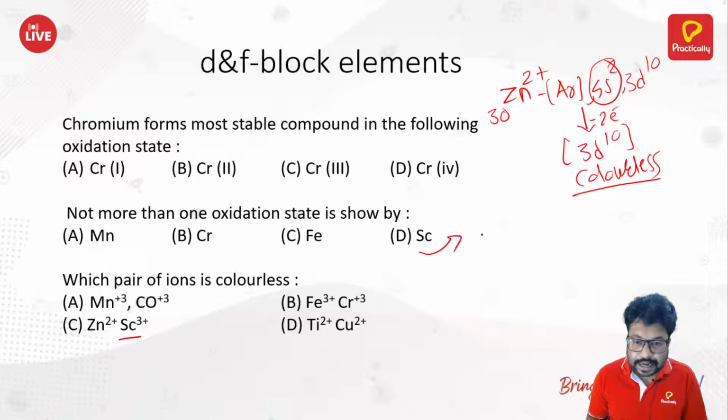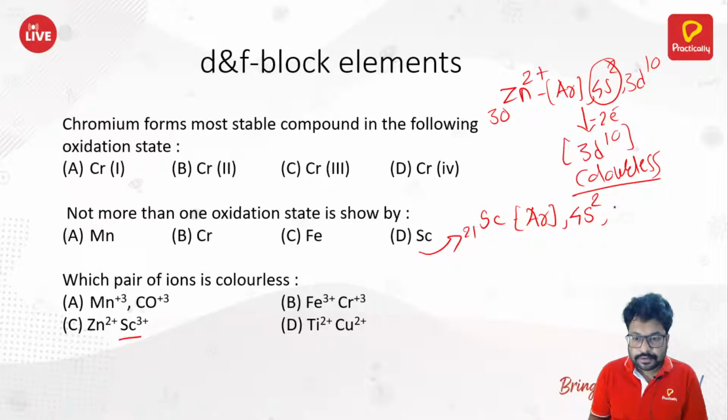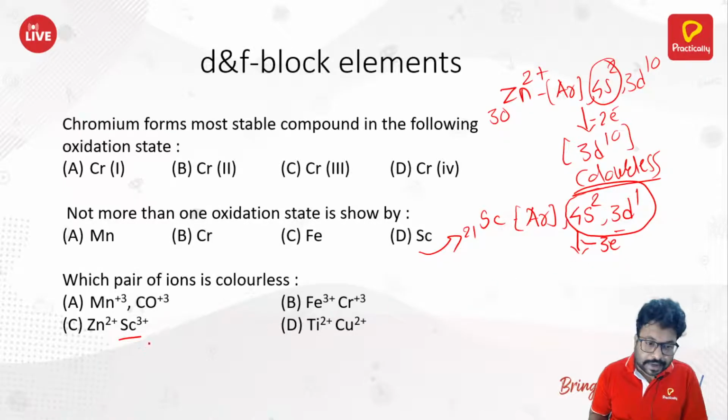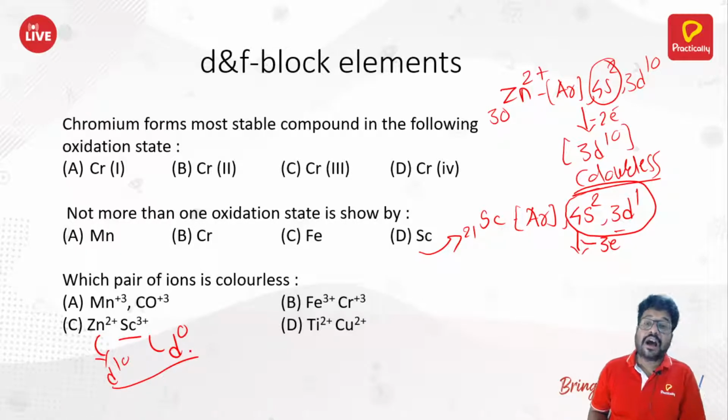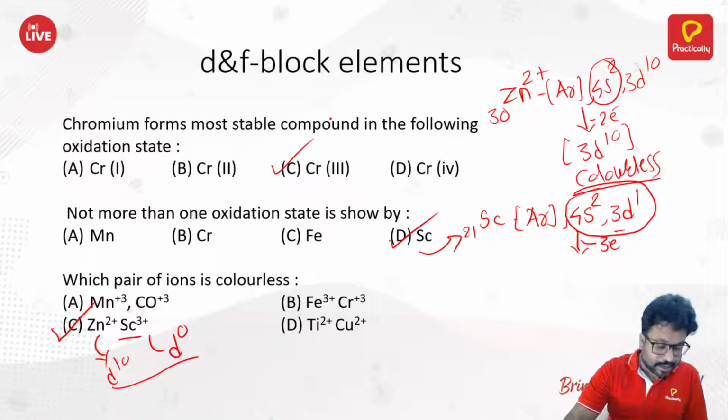Lastly, scandium 3+. We just saw that the atomic number of scandium is 21, argon 4s2 3d1. From here 3 electrons have gone, so both the s electrons and the d electron have gone. That means scandium 3+ is d0 and Zn2+ is d10, and as I told you, both the systems are colorless. That is why our answer here has to be option C. So that is it for all these 3 questions.